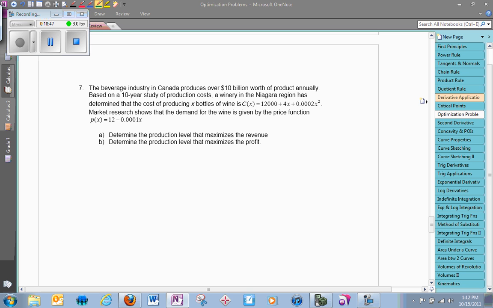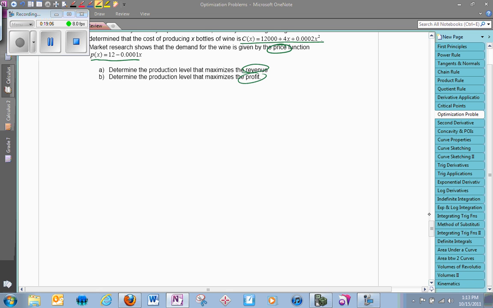Okay, so we have the beverage industry. I've got the cost function here. I've got the price function. Careful, not the profit function, the price function. It says determine the production level that maximizes revenue and then maximizes profit. So two different questions. Part A, revenue is equal to number times price. Number is x, price is the function they've given me here. Three zeros.